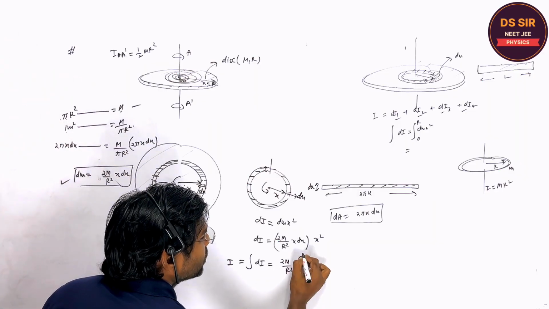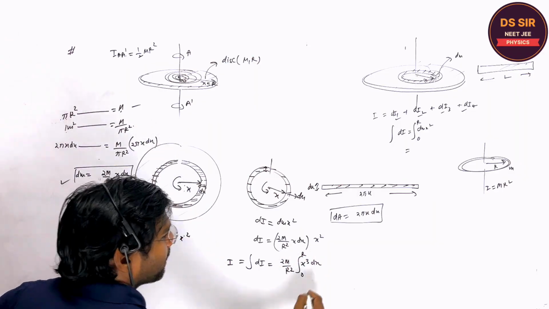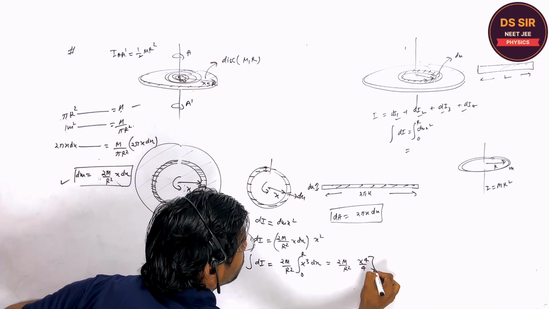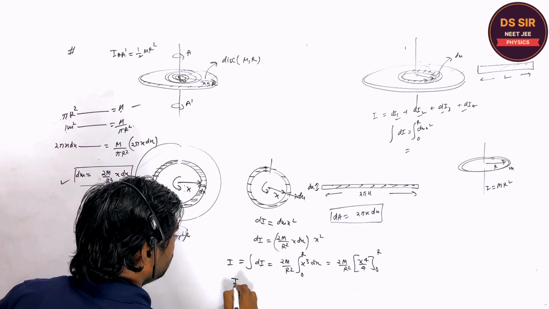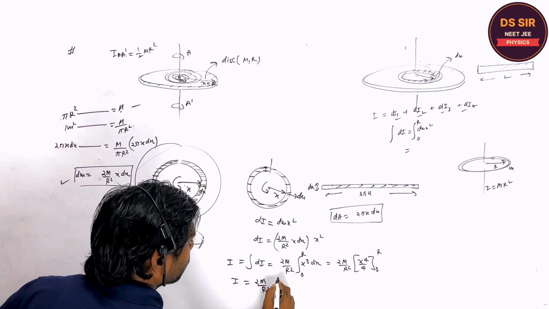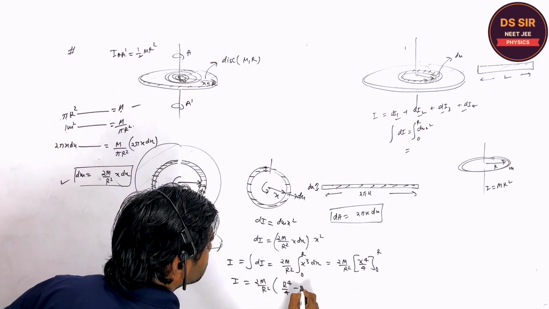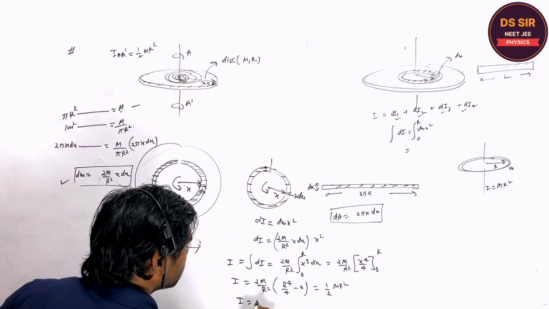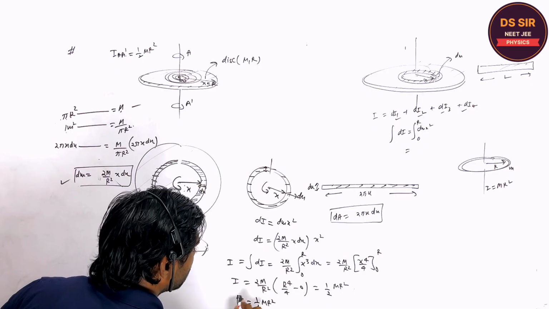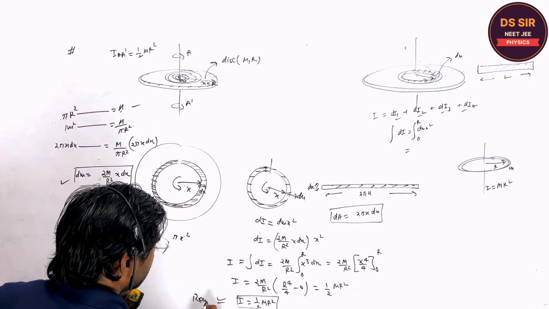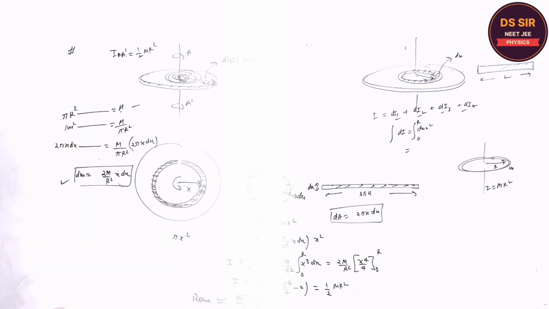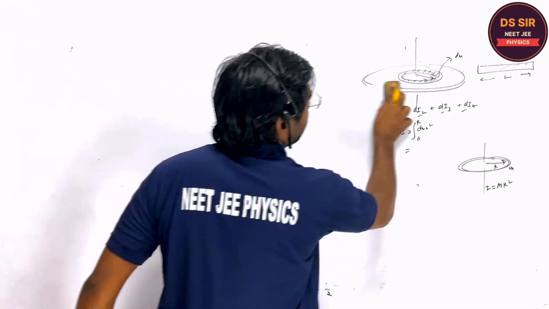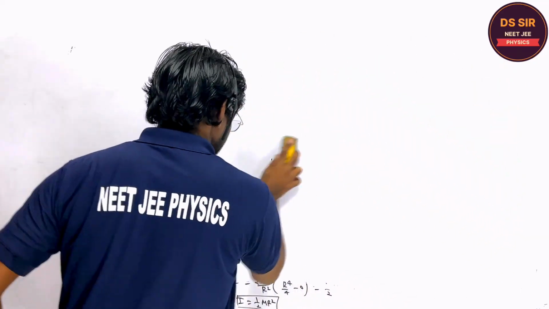You are getting the integration limit. Varsha, yes. This is x to the power 4 upon 4 from 0 to r. When you put the value, r to the power 4 upon 4 minus 0. This is 1 by 2 mr square. The moment of inertia of the disk is half mr square. You have to remember this. Right? Listen one more thing. The moment of inertia of the disk and the ring, you have to remember. Right? Like this.